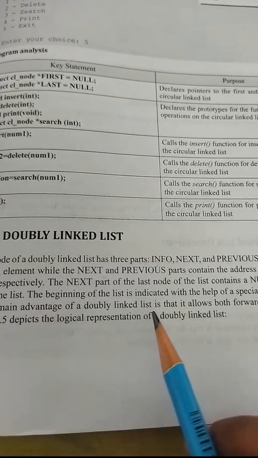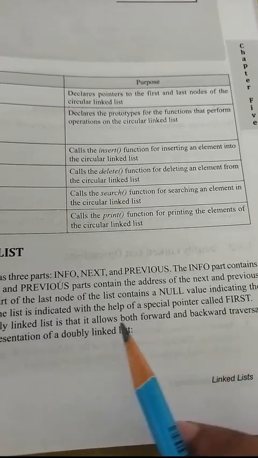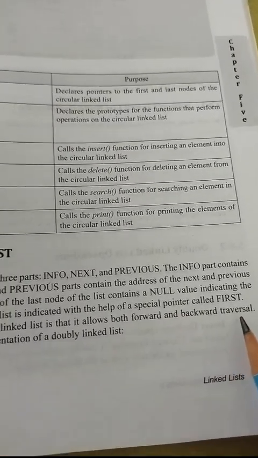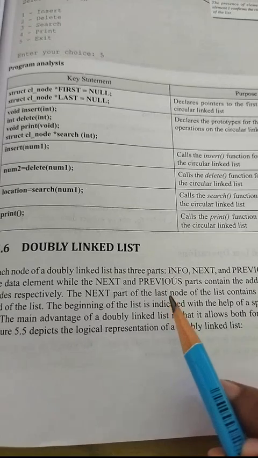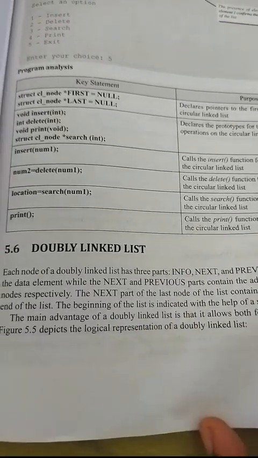The main advantage of a doubly linked list is that it allows for both forward and backward traversal. So in case of doubly linked list, we can traverse in the forward direction or the backward direction.